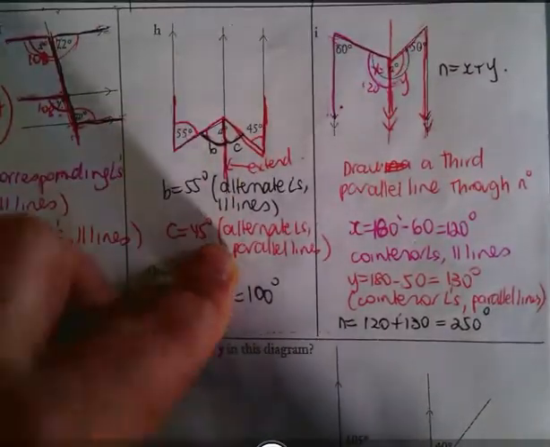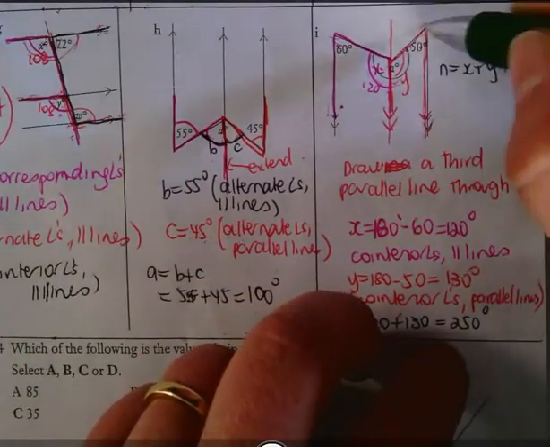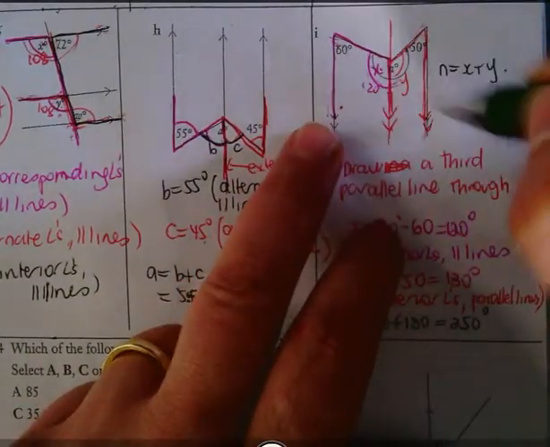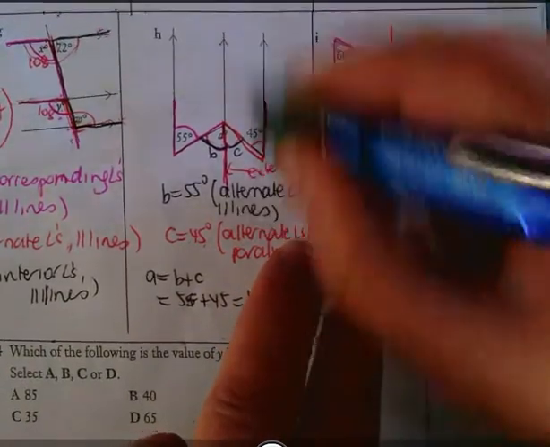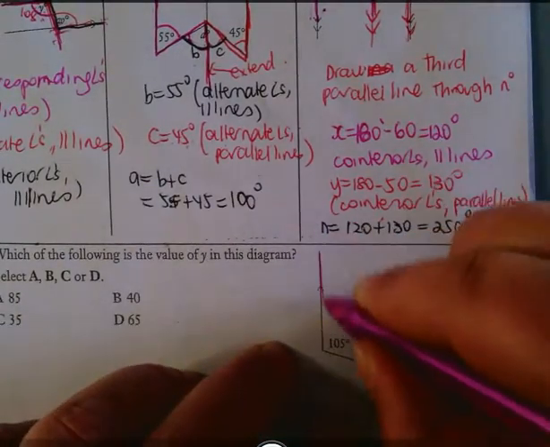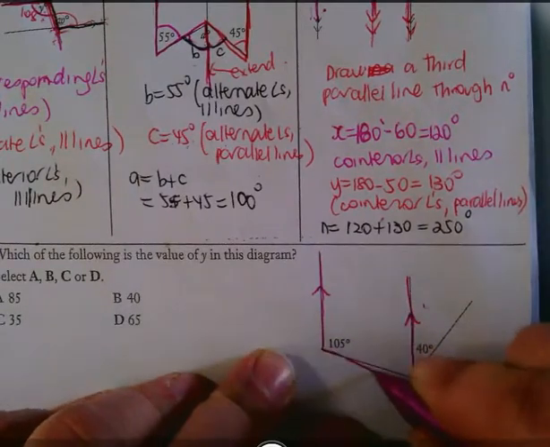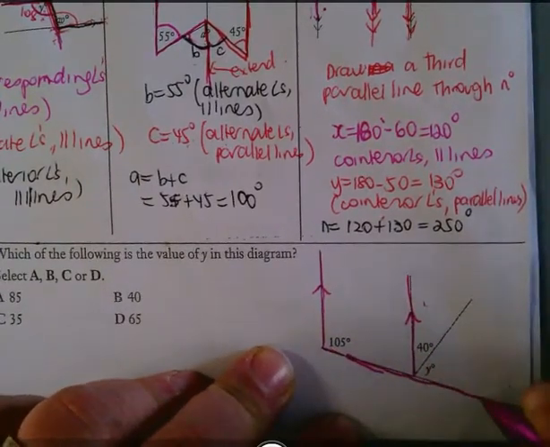Okay, now for the last question. So with these types, you have to split the angle and make it parallel. Draw in a line parallel to the other two lines, or in this case, continue the parallel line. Now for the last one, we've got parallel lines, so it's a good idea to outline them. And once you do that, you'll see what you've got.